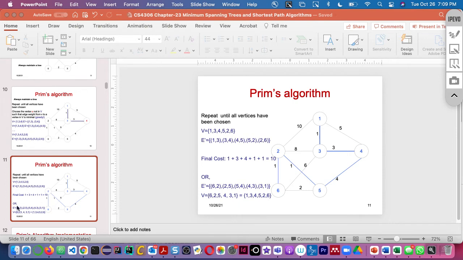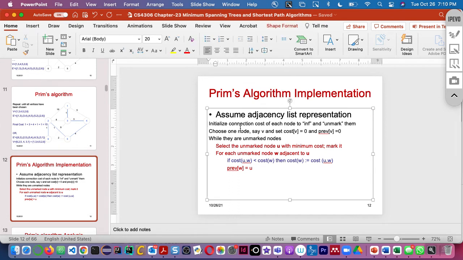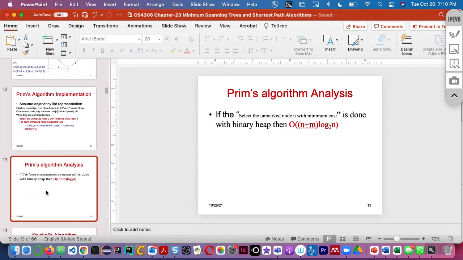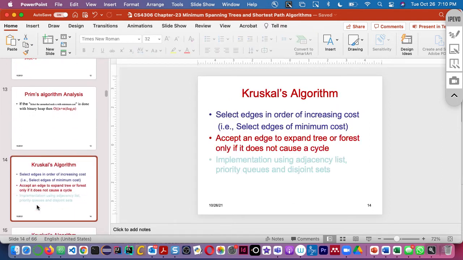Now there is another algorithm. So now we can come to Prim's algorithm. This is the algorithm in pseudocode format. So the cost will be big O of m plus n log n. We will come to this later. Let us discuss both algorithms, and then Kruskal's algorithm.